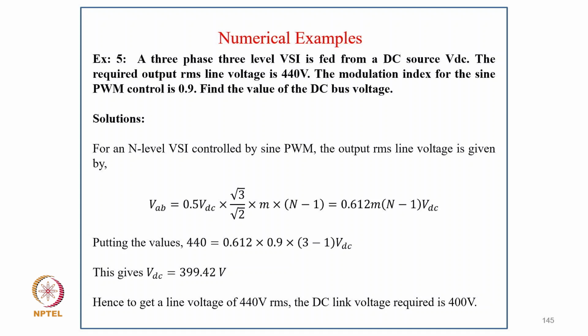VAB equal to 0.5 VDC into root 3 by root 2 into m into (n minus 1), and it becomes equal to 0.612 m (n minus 1) VDC. So putting the values in this, VDC comes to 399.42, as I have to get a line voltage of 440. The DC link voltage required is 400.